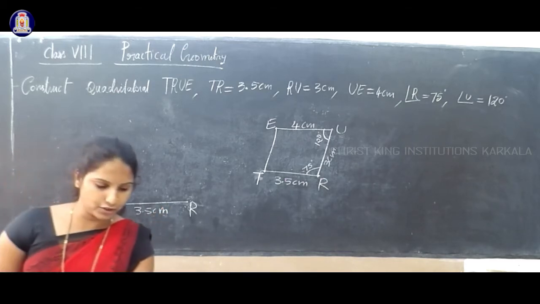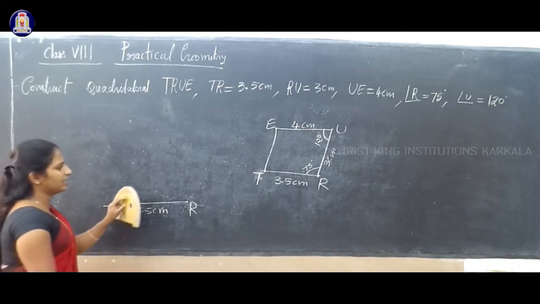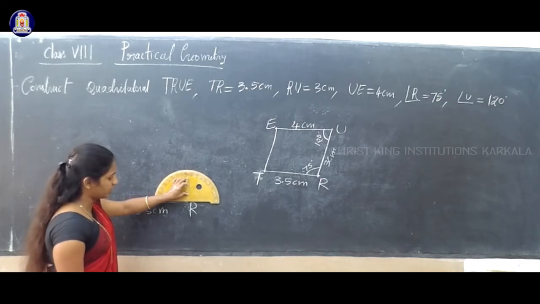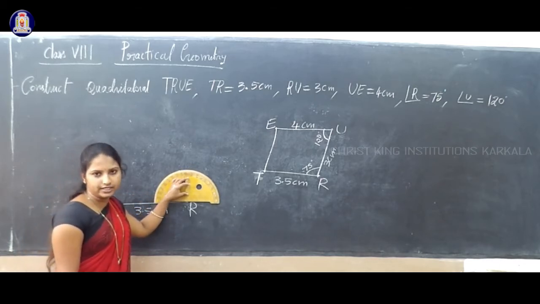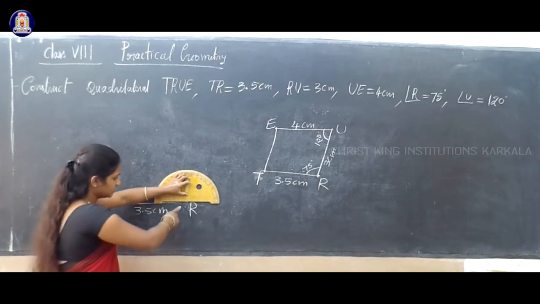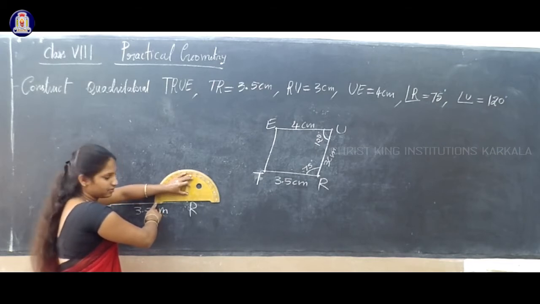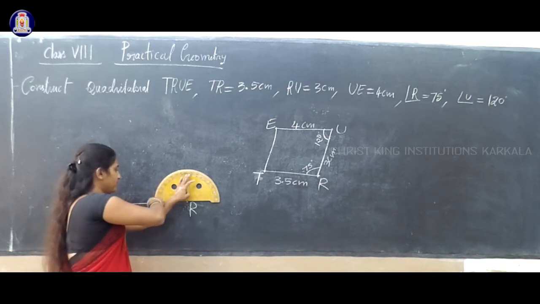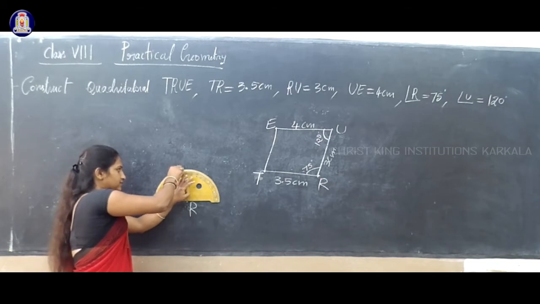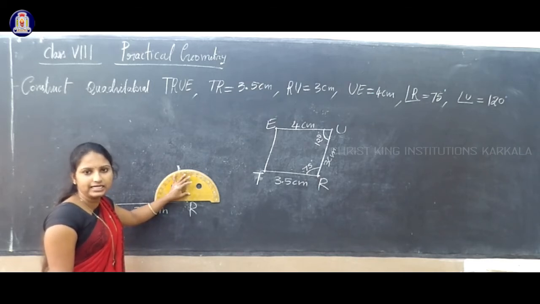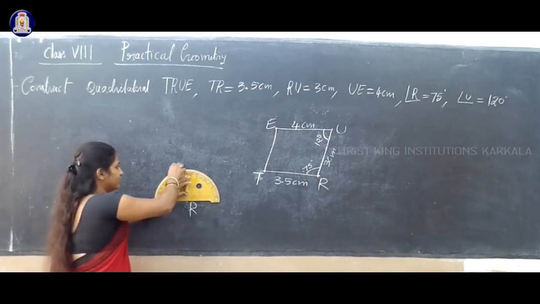Next you have to measure angle R. Angle R is given, that is 75 degree. So now you have to keep the protractor on point R and measure 75 degree. See, from the point R, protractor must be kept like this, and count from 0 on the outer scale: 0, 10, 20, 30, 40, up to 75 degrees. 75 lies between 70 and 80. Clear? So now mark 75 degree.